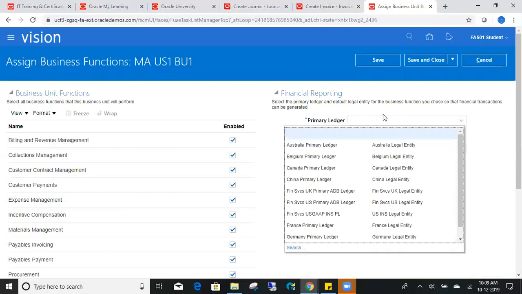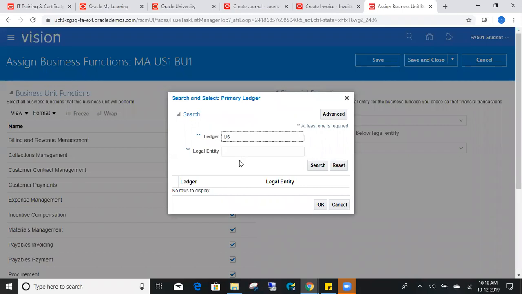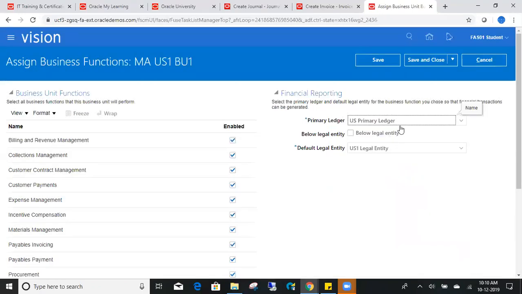So the ledger. Here you are linking your business unit to your ledger. See, I am just linking to my US legal entity here. For this US primary ledger, there is a legal entity here. So I made the US business unit linked with the US legal entity, and then linked with the primary ledger, US primary ledger. Whatever transaction you are doing from the MA US one, there will be a link between the US legal entity and the US primary ledger. So I click on save.